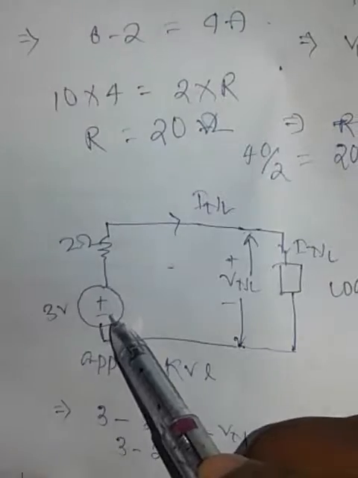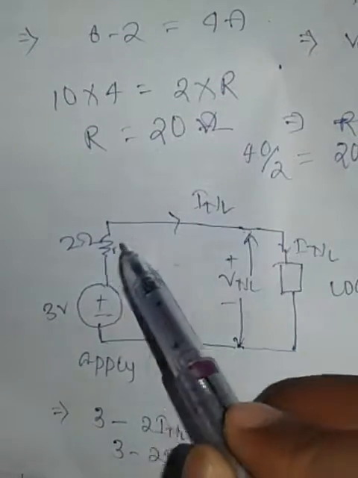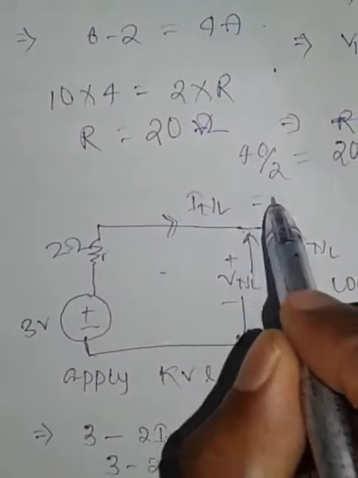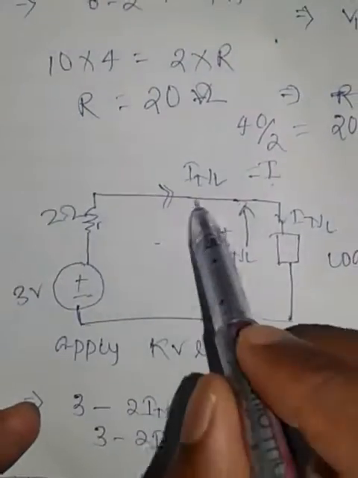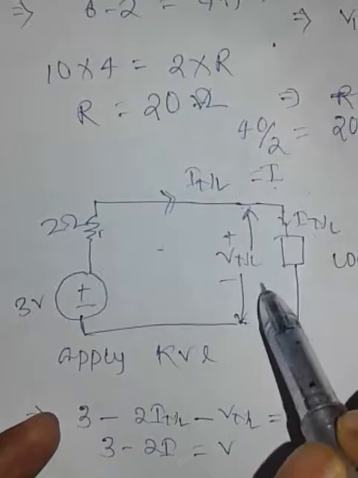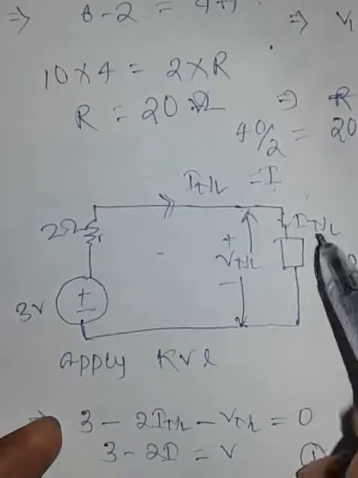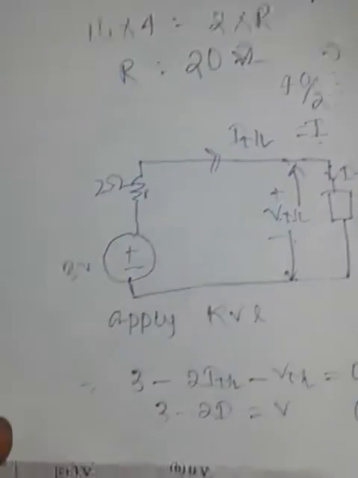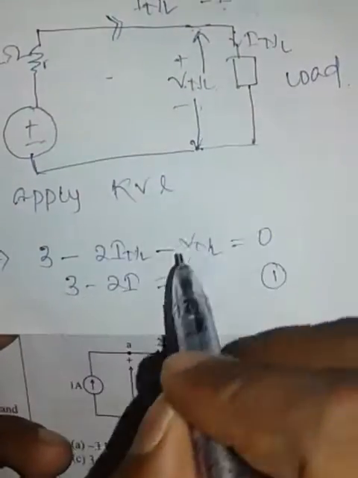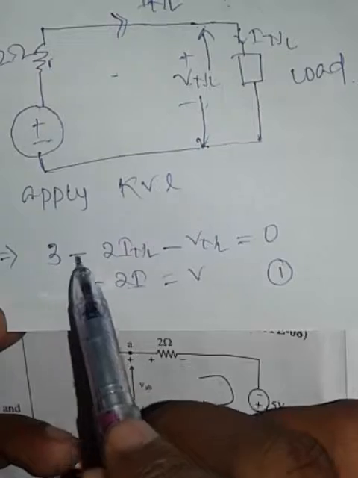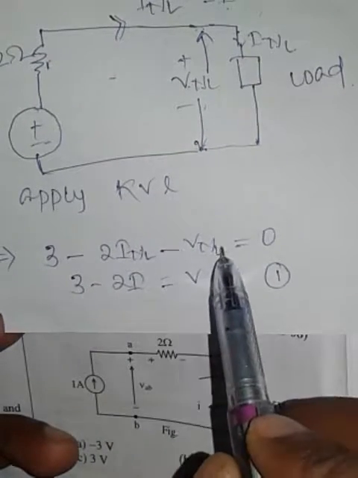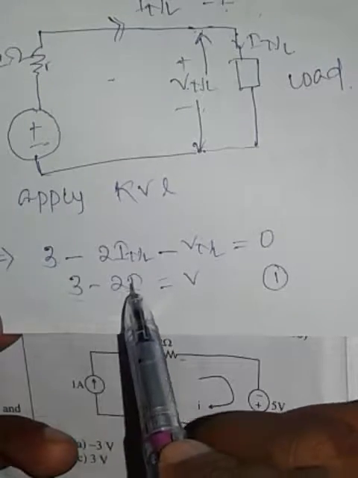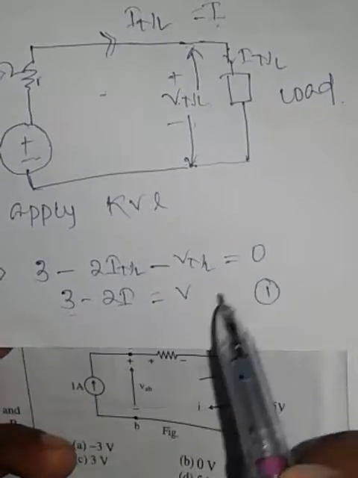This is 3 volt. Its internal resistance will be 2 ohm and this is the current INL, or we can write normally I. So this current I is flowing. This is the non-linear load whose voltage will be VNL or V, we can write. So apply here simple KVL rule. So 3 minus 2I minus V is equal to 0. So 3 minus 2I is equal to V. This is equation 1.